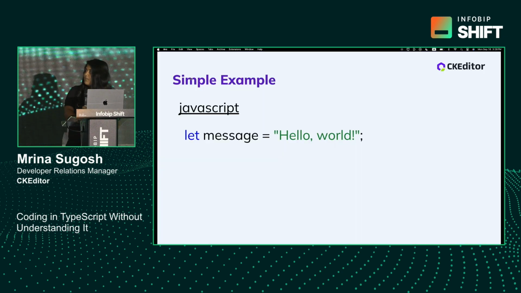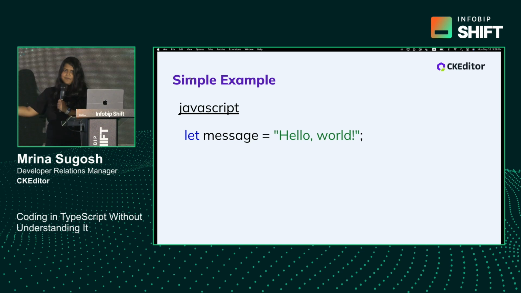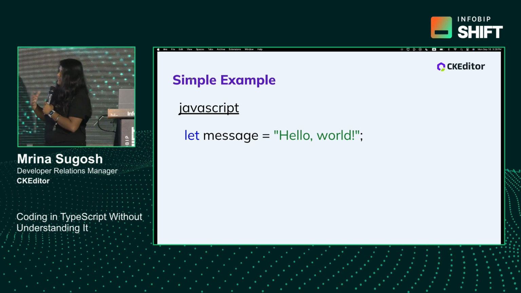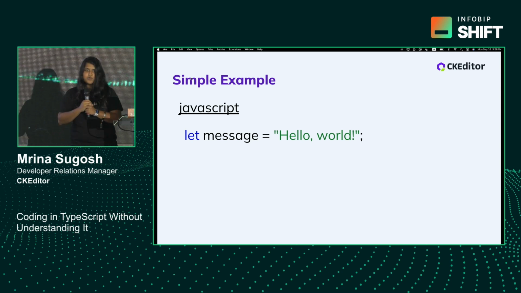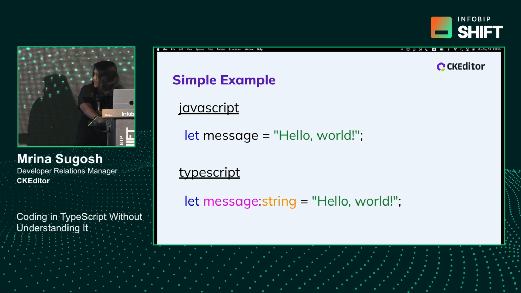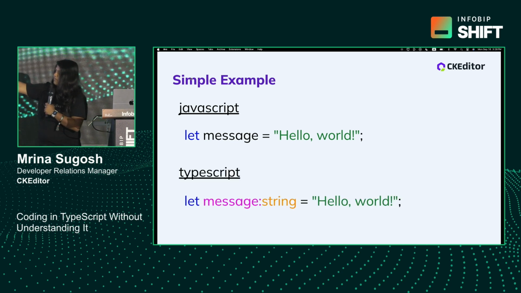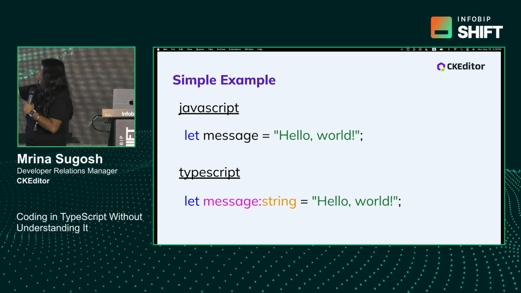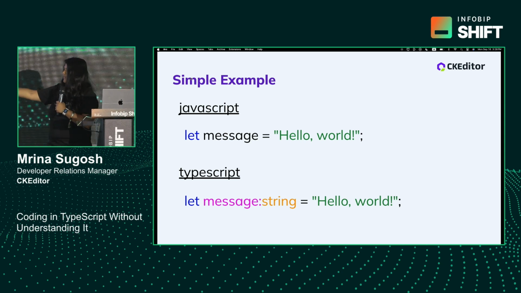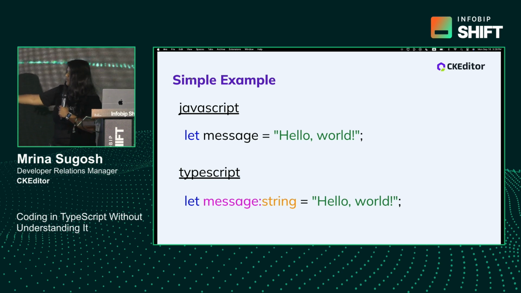So a simple example, if you don't know JavaScript or TypeScript, you might have seen something like this: const message or let message equals hello world. Great. In TypeScript, this is going to look like the same thing. If you compile it, that's how it's going to look in JavaScript. But it essentially is just message, colon, string, equals hello world.